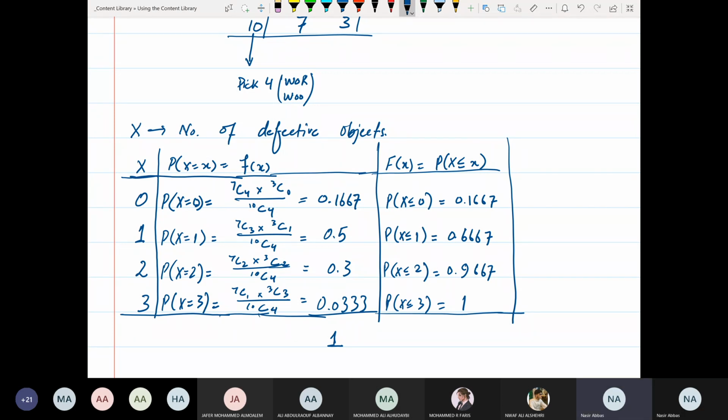So these are the two uses. Now, if this table is given to you in the question and I ask you what is the probability that I pick 4 and I get at least 2 defective items, what should be your answer? I pick 4 items without replacement from these 10 items. What is the probability that I get at least 2 defective items?